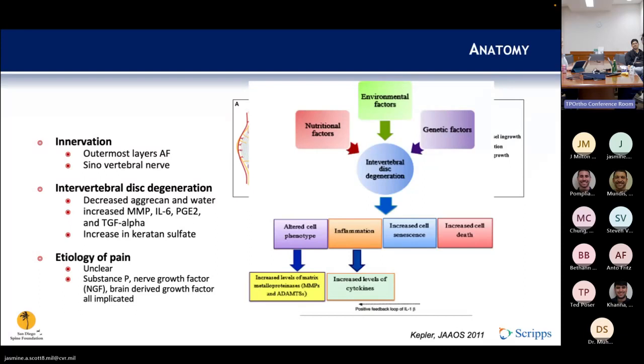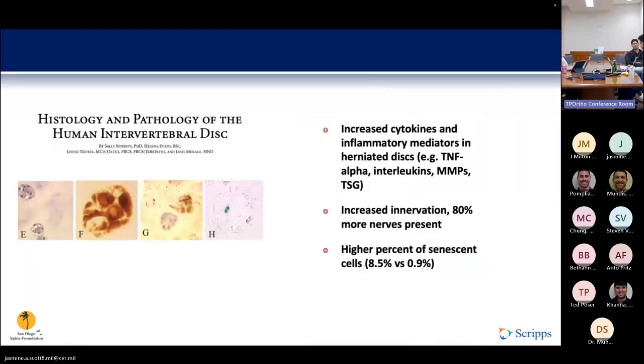In terms of the etiology of pain, that's not entirely clear. There are some certain chemicals that are associated with it: substance P, nerve growth factor, brain derived growth factor. They've all been implicated, but not entirely clear.